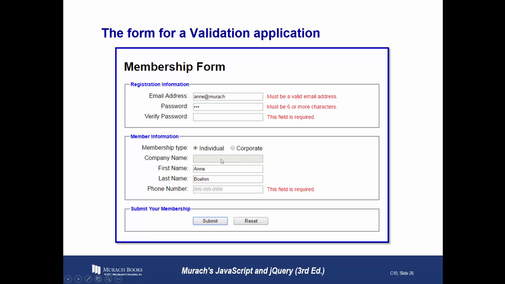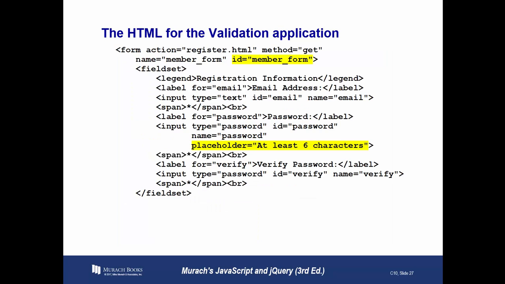By default, the company name box is disabled. If the user clicks the corporate radio button right here, this becomes enabled. If you click again here, it becomes disabled. There's the HTML.